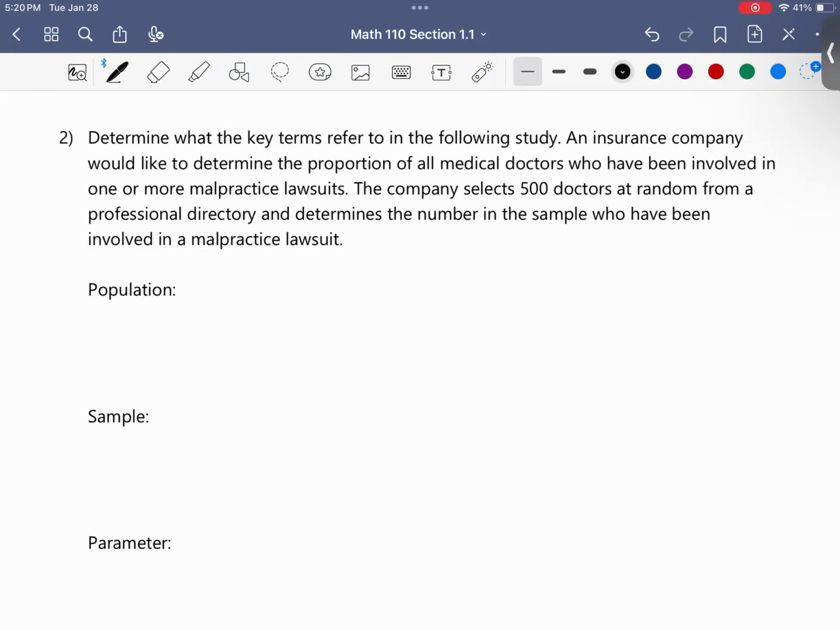Let's go ahead and check out number two. So, number two states, determine what the key terms refer to in the following study. An insurance company would like to determine the proportion. So, we're talking about proportion in this question of all medical doctors who have been involved in one or more malpractice lawsuits. So, that's going to be our population.